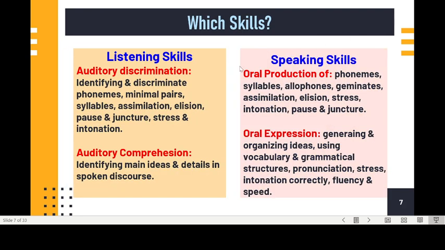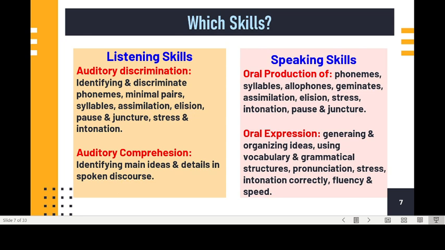Now, in the speaking skills also, there are two major sub-skills. Oral production. Here we have oral production of the same things we had under auditory discrimination: phonemes, minimal pairs, syllables, assimilation, elision. The students need to be able to produce phonemes, syllables, allophones, geminates, assimilation, elision, stress, intonation, pause, and juncture.